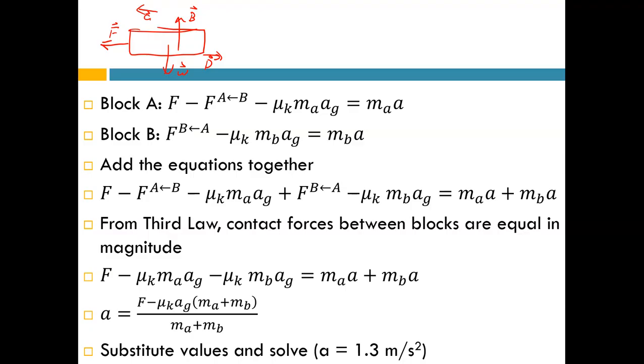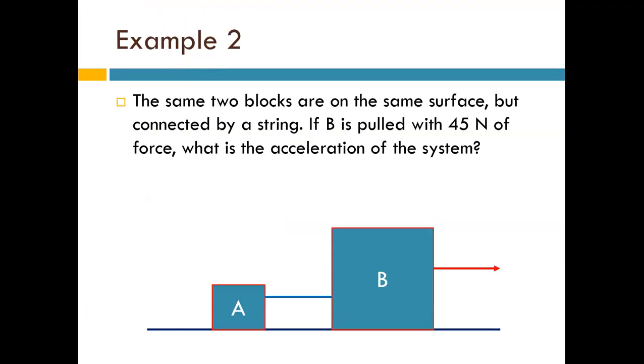I got another problem for you. Let's see if you can work this one out. Here's a question for you. I got the same two blocks. They're on the same surface, but this time they're connected by a string. If B is pulled with 45 newtons of force, what's the acceleration of the system? What do you think, guys? It's the same force, but I'm pulling on B instead of pushing on A.